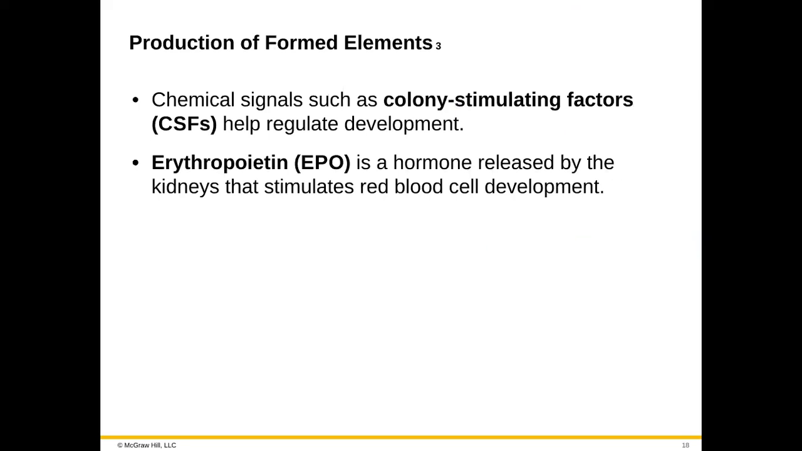So the production of formed elements is regulated by hormones and chemicals. Chemical signals such as colony stimulating factor are going to help regulate development. You'll see this referred to as CSFs within the textbook. That's probably how I'll refer to it most frequently. And then erythropoietin, this is the big one, EPO. This is a hormone released by the kidneys that will actually stimulate red blood cell production and development.